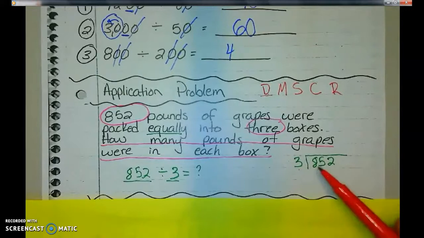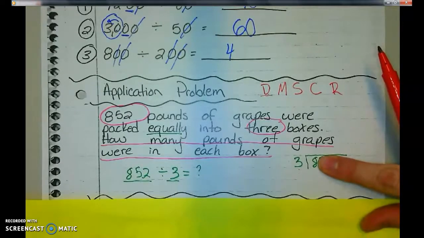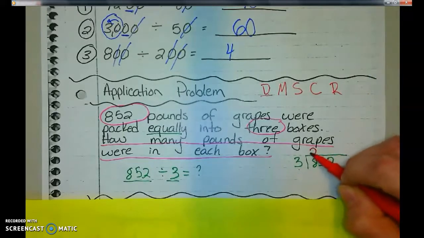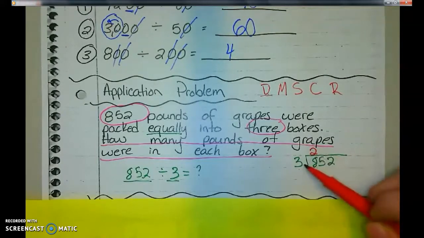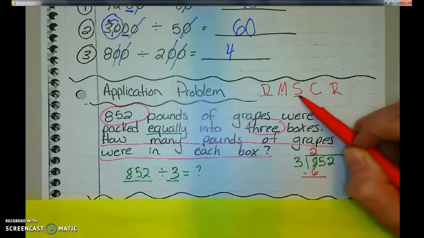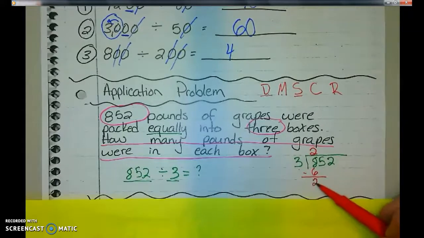Can 3 go into my 8? I'm just looking at that 8 right now, not at 852. Well, I know 3 can go into 8. It can go in there 2 times equally without going over, because 2 groups of 3 is going to get me 6. So now I'm on the multiply. 3 times 2 is going to get me 6. And now I'm going to subtract. 8 minus 6 is going to get me 2. Now I'm going to carry down this 5 right here.